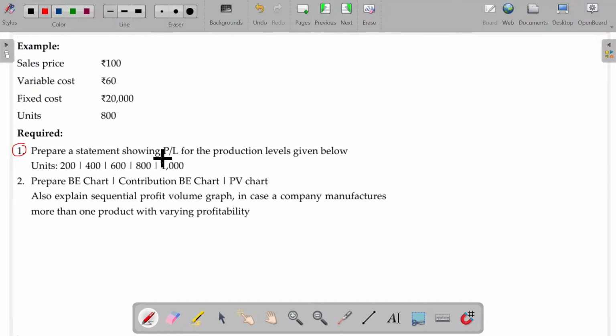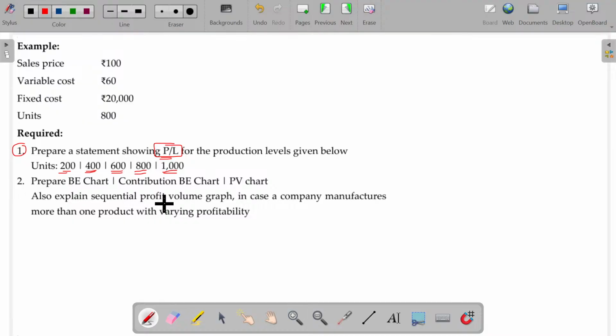Prepare a statement showing profit and loss for the production levels given below. If you produce 200 units, 400 units, 600 units, 800 or 1000 units, what could be your profits and losses? You have to prepare a statement here. Is that okay?